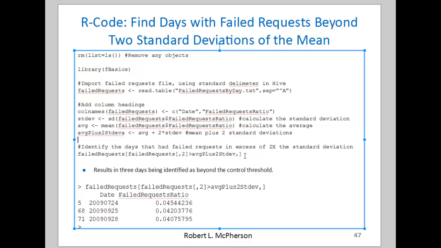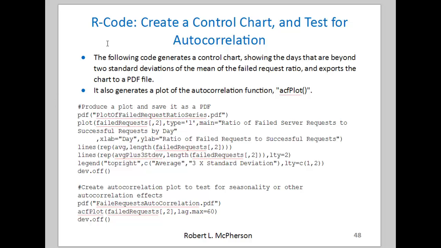We're creating a control chart. And if you run this query, we'll identify any days that exceed 2 times the standard deviation above the mean in the fail ratio. And we've got 3 days that meet that criteria, that have higher than normal fail ratios. Actually, they don't look that high.